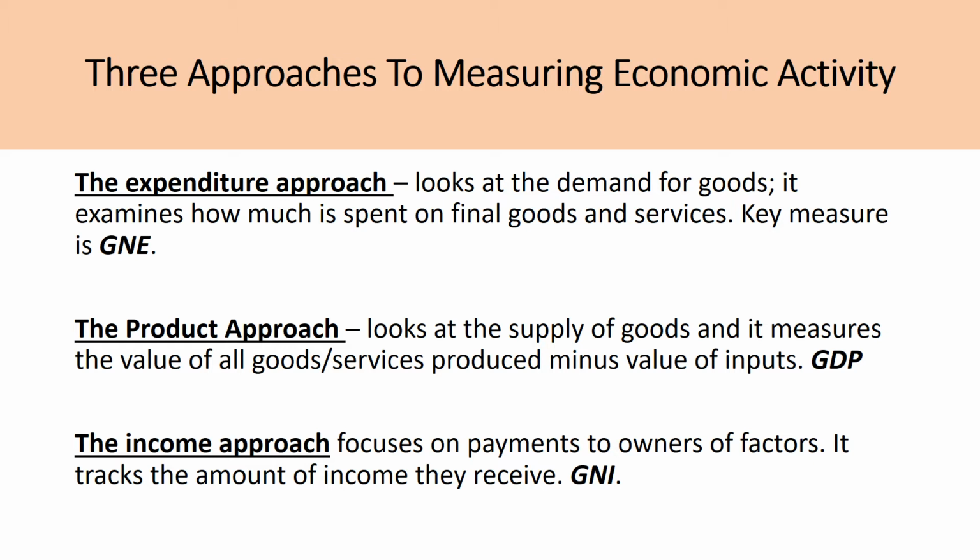And probably in the introductory macroeconomic courses, you've covered the different ways to calculate aggregate economic activity. You learned how to calculate economic activity through the expenditure, the product, and the income approach, right? The expenditure approach looks at the demand for goods. It examines how much is spent on final goods and services, and that can be captured through the GNE measure. The product approach looks at the supply of goods and is a measure of the value of all goods and services produced, minus the value of imports. And the income approach focuses on payments to owners of factors. It tracks the amount of income they receive, and that's captured through the GNI measure.